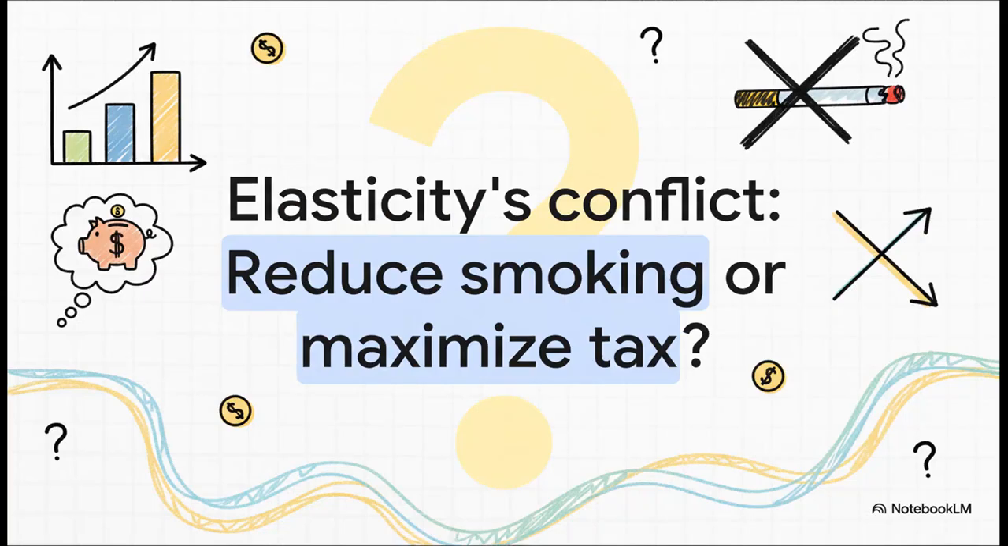And this brings us to a final thought-provoking question. If the demand for cigarettes is highly inelastic, meaning smokers are addicted and won't really change their habits even if the price goes way up, then a big tax will raise a ton of money for the government, but it won't actually do much to stop people from smoking. On the flip side, if demand turns out to be pretty elastic, then the tax will be really effective at getting people to quit, but it won't bring in much revenue.